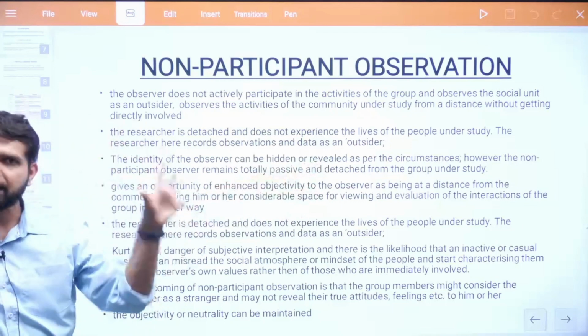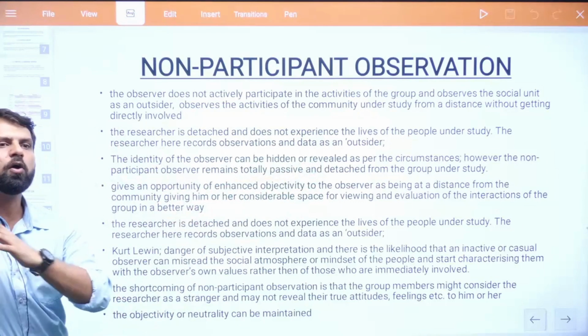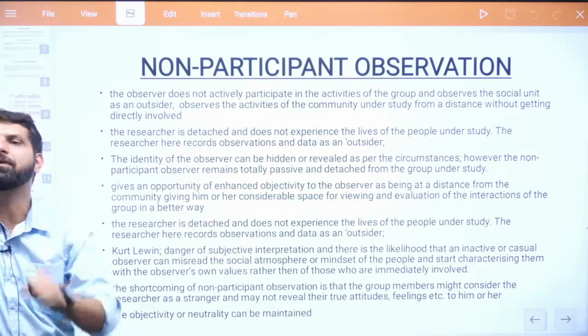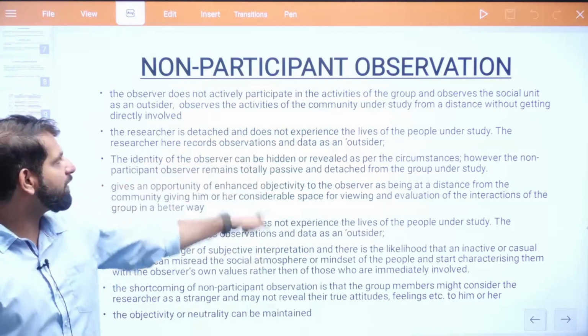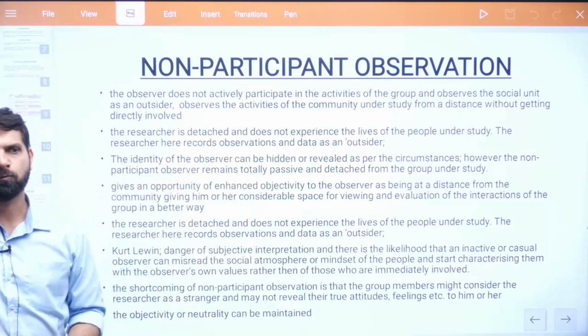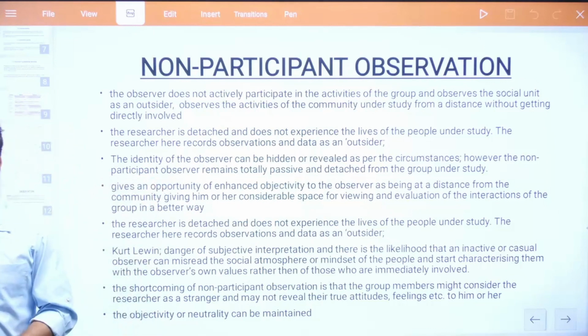Here, the social reality which is being constructed, you are not a part of that. You cannot experience that, because you are not a part of that intrinsic social lifestyle. You are detached from that. The researcher records observation and data as an outsider, as I have told you. Okay. The identity of the observer can be hidden or it can be revealed.